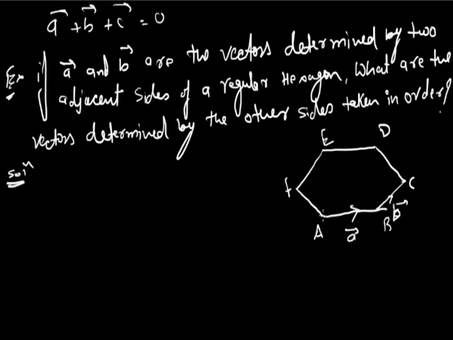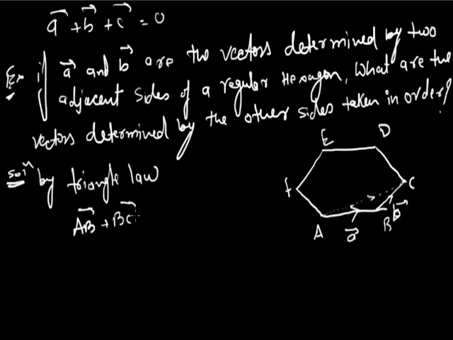First of all, join A to C. Now by the triangle law, AB vector plus BC vector is equal to AC vector. So AC vector is equal to a vector plus b vector. The AC vector is a vector plus b vector.